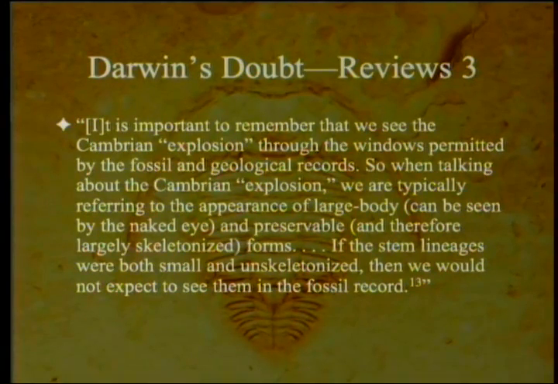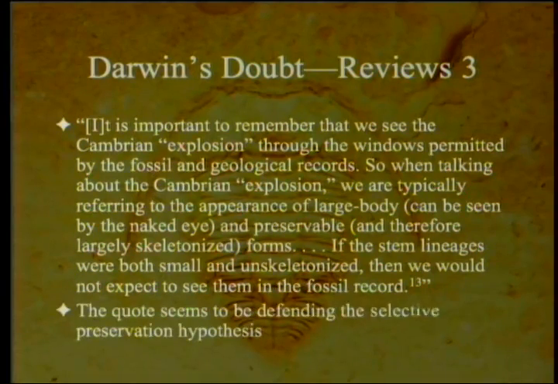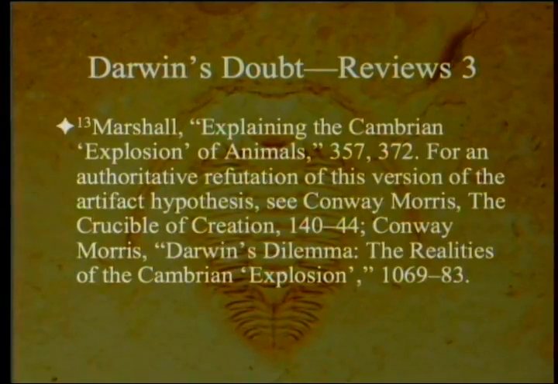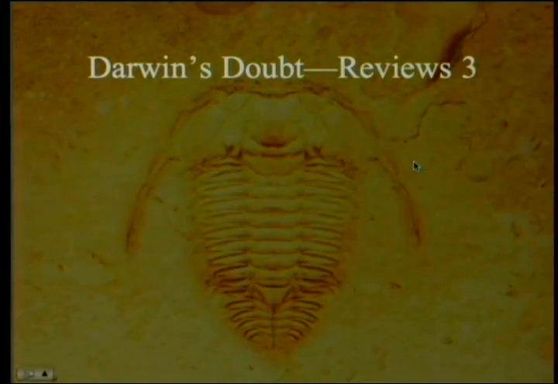Mm-hmm. Now, if I'm hearing that correctly, that quote seems to be defending the selective preservation hypothesis for why there are no ancestors. The note, by the way, is Marshall explaining the Cambrian explosion of animals in pages 357 and 372. Let's go back and look at that.